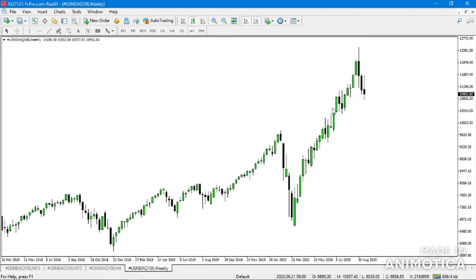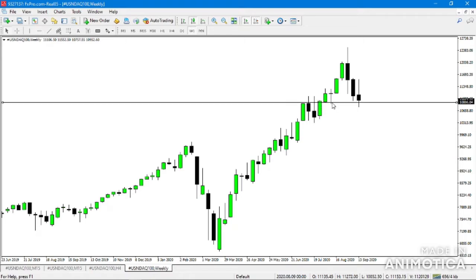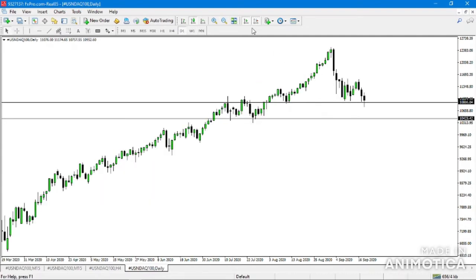So NASDAQ, let's just head down to the weekly time frame, so we can see that the sellers have been in control in this market. All right, we are currently sitting on the structure right here, and obviously price might be heading towards the structure right here. Let's just head down to the daily time frame. Right, so now we can see structure clearly.